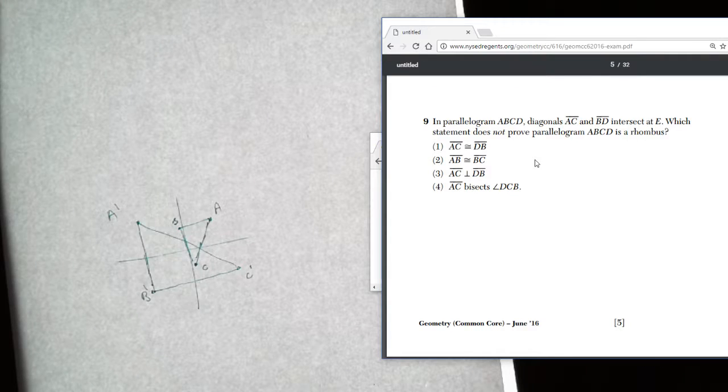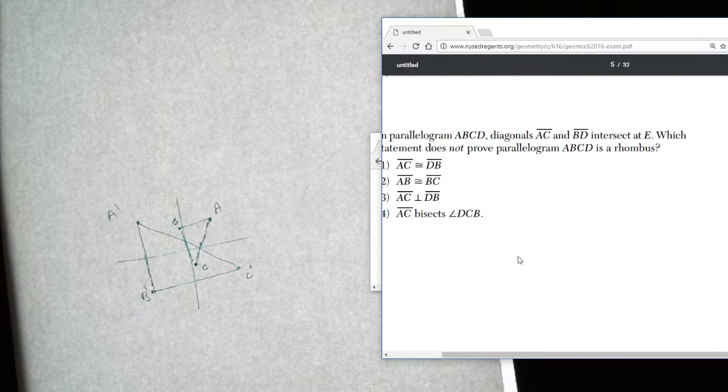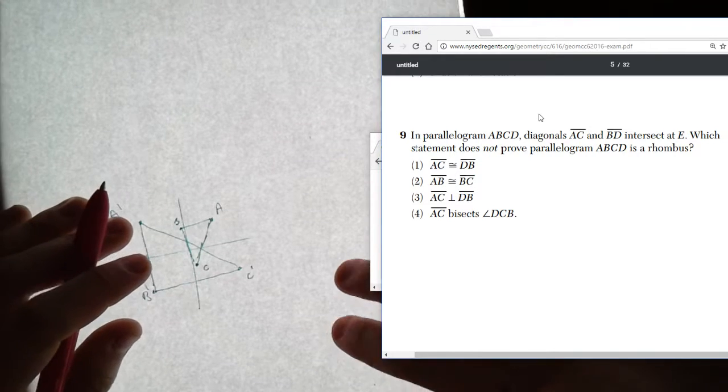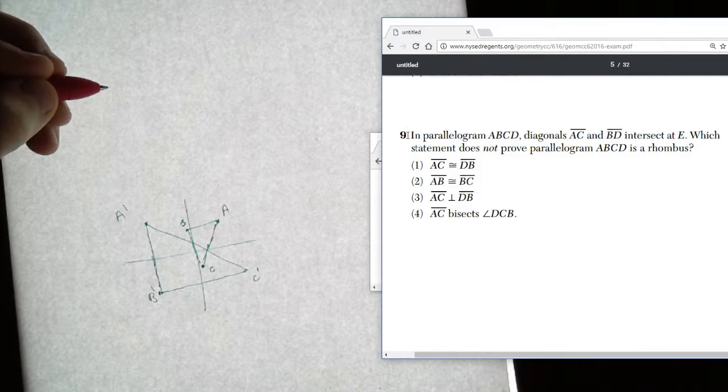Question number 9. In parallelogram ABCD, diagonals AC and BD intersect at E. Which statement does not prove parallelogram ABCD is a rhombus? All right, well, first thing I always want to do is draw it out. If there's no picture, I'm going to make a picture.